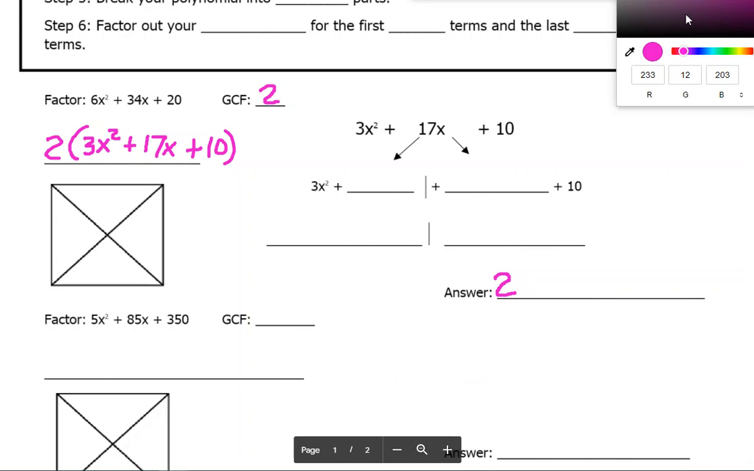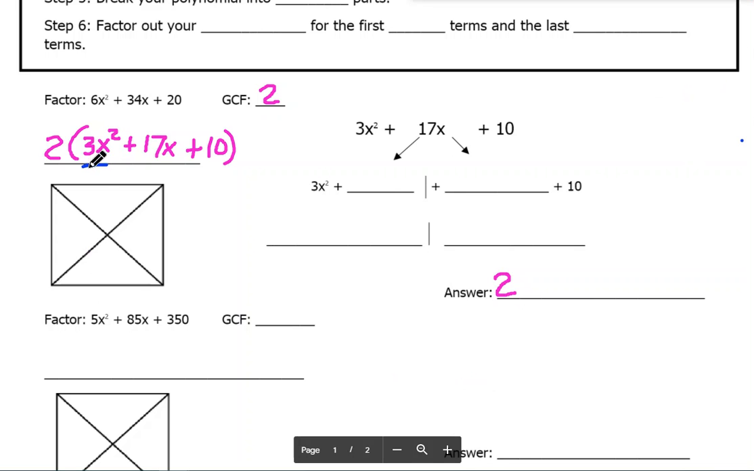All right, now just like before, we're going to take our first term and our last term, and we're going to multiply them together. So 3x squared times 10. What would that give me? Well, that would give me 30x squared, right? And then we want to take this middle term and put it down here, 17x. And just like before, we're going to say what times what gives me 30x squared, but adds to give me 17x. So what times what gives me 30? Well, that would be 15 and 2. That could work, right? And 15 plus 2 gives me 17. Perfect. So 15x and 2x, right?